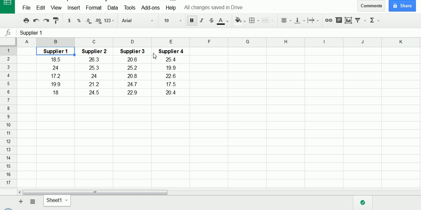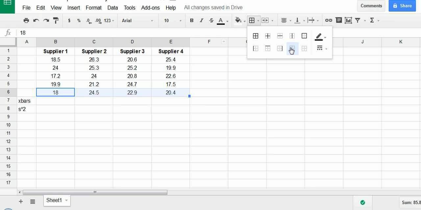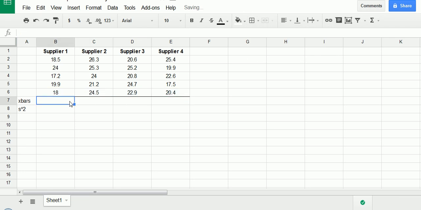So here's my data. I can start first by gathering some information. First off, it might be wise to calculate the x bars and the s squareds, the sample means and the sample variances, right under each of the groups instead of creating a new row for each of those. You can organize this however you like. So this is going to make my life a lot easier.